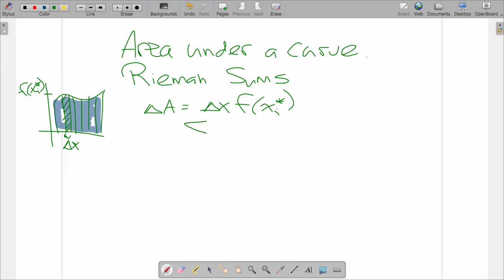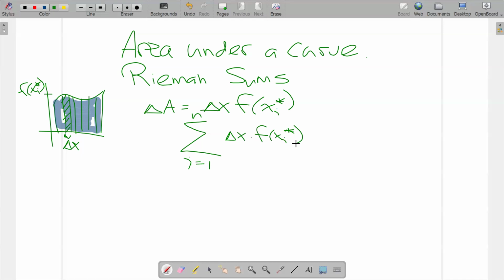And you're going to need to be able to set up some of these for me. The xi star is just some x value in the interval. It could be the left one, the right one, the middle one, or any one at all. And the hardest part of these is usually coming up with the formula for the xi's.